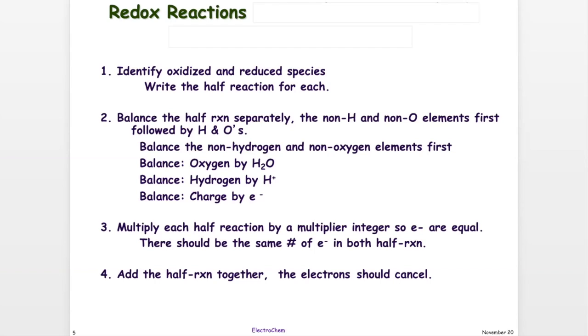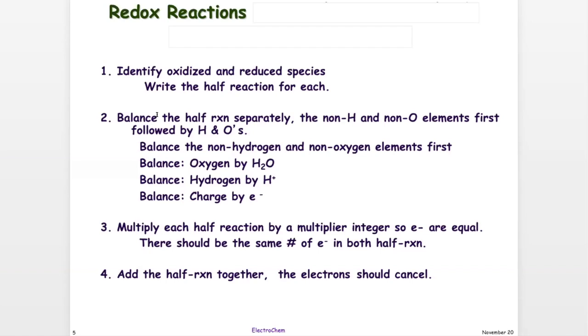The first step is to always figure out which is the oxidizing reaction and which is the reducing reaction, which is the oxidizing agent and which is the reducing agent, because you need to break up the overall reaction into halves. Each half will either be an oxidation or a reduction. You need to identify the oxidized and reduced species and then write that half reaction. Sometimes that's the most difficult part in the process, and I'll show you examples of what I mean.